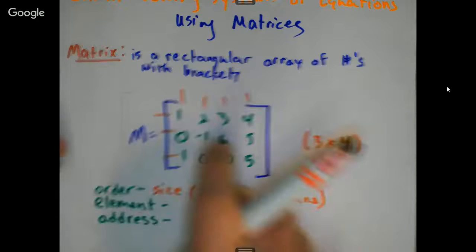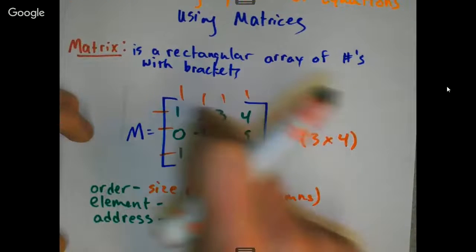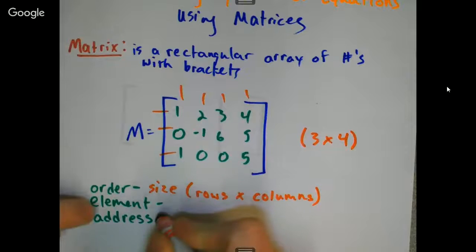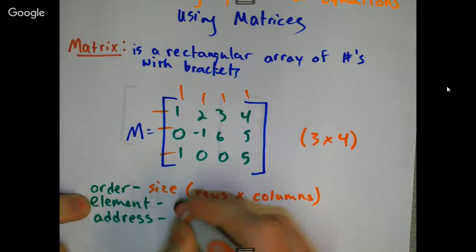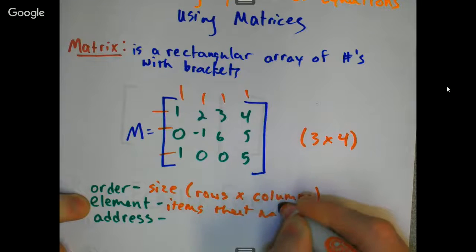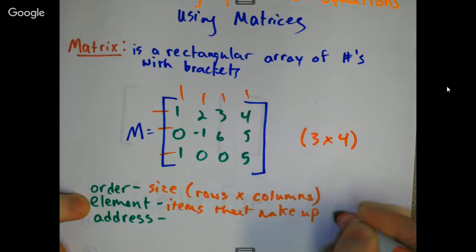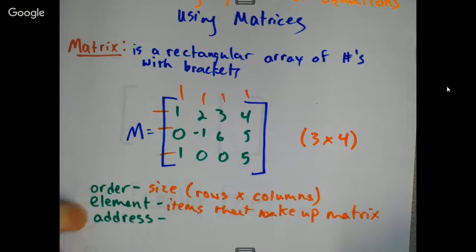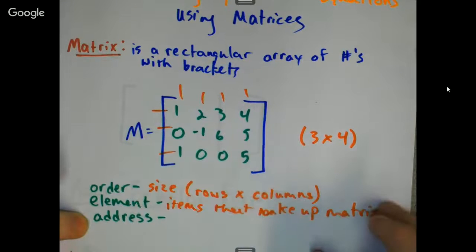Okay, now every number or every item in this matrix is called an element. Okay, so elements are items that make up a matrix. Okay, and each element has a specific address or location.